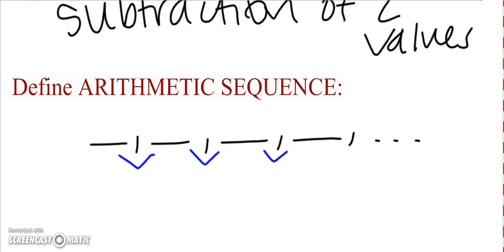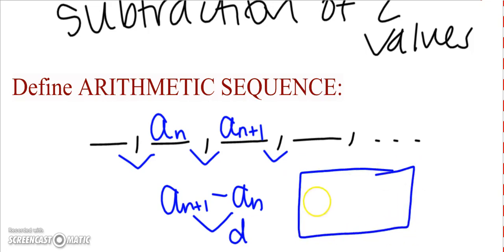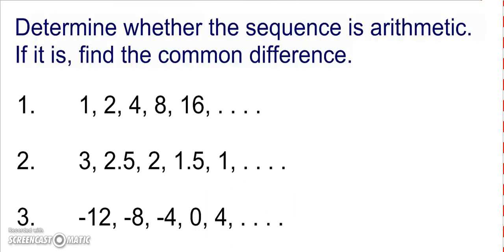If this is a sub n, this then would be a sub n plus 1. And if I take a sub n plus 1 and I subtract a sub n, that is called my D, or difference. There's a formula box around it in your notes that says D equals a sub n plus 1 minus a sub n. Super, super important. That's how you find your common difference, and that's how you can check to see if a sequence is or is not arithmetic.